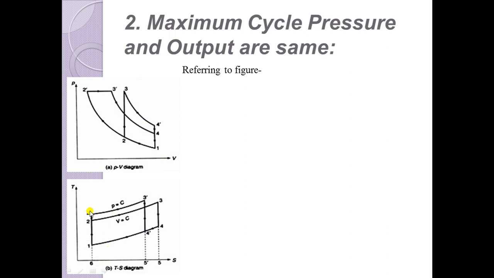Similarly, in the TS diagram, 1, 2, 3 and 4 represent the Otto cycle, and 1, 2 dash, 3 dash and 4 dash represent the diesel cycle. Referring to these two diagrams, the states 2 dash, 3 dash and 3 are equal on the PV diagram for the same maximum cycle pressure. So, the first condition is maximum cycle pressure. For this case, point 2 dash, point 3 dash and point 3 are equal.